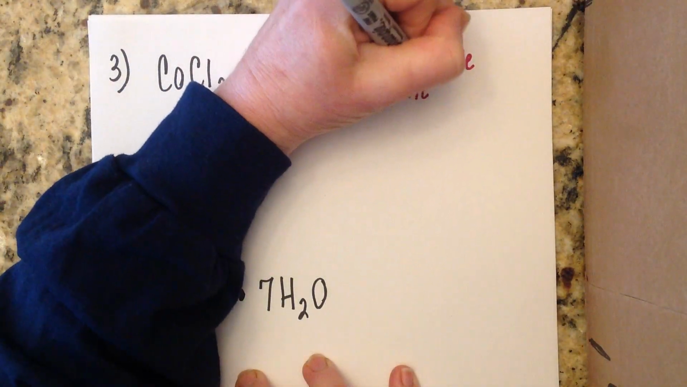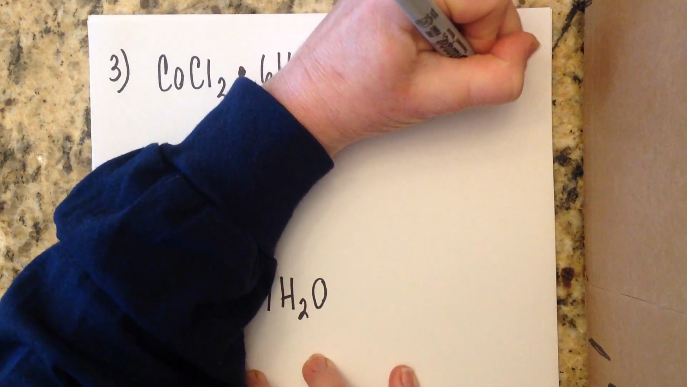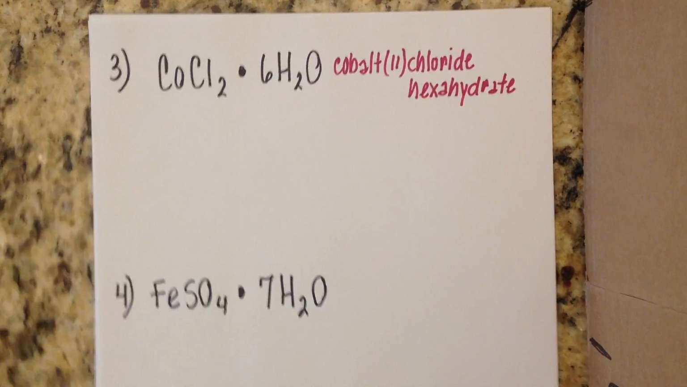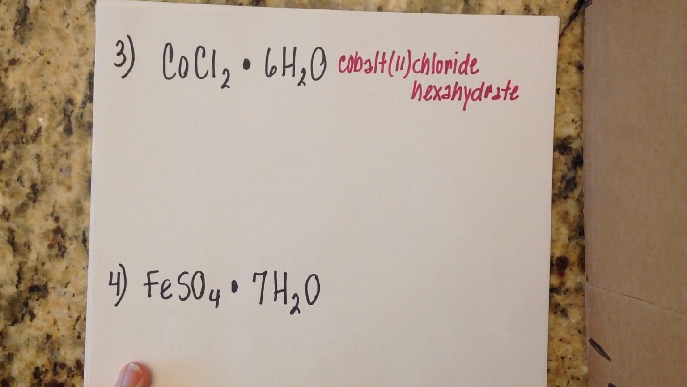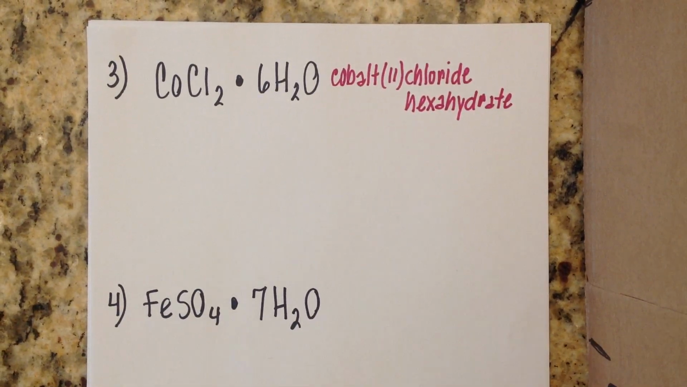Hexahydrate. Cobalt 2 chloride hexahydrate. I'll just straighten this up. There we go. Now, let's do the math and calculate the percent water.